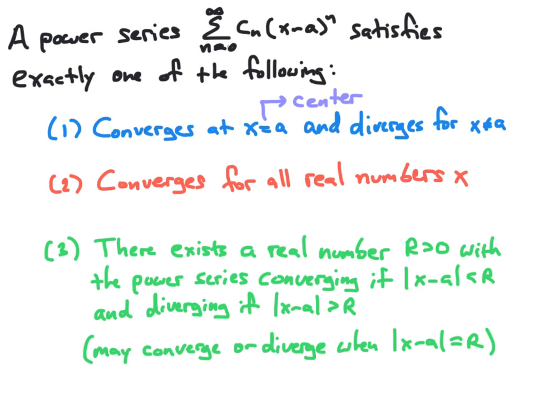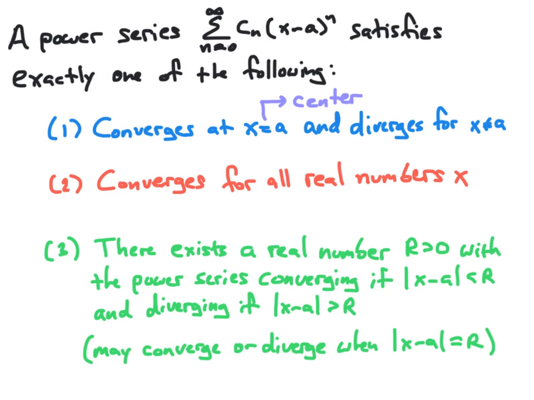Our third case says that there exists some positive real number r for which our power series will converge whenever x minus a in absolute value is less than that number r, and the power series will diverge whenever the absolute value of x minus a is greater than r. And so here we're thinking about this absolute value of x minus the center and whether that is less than or greater than this given number r.